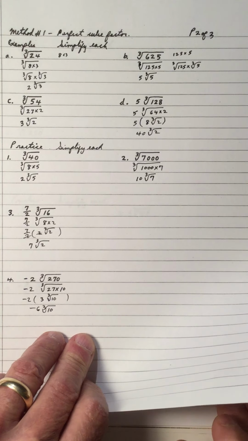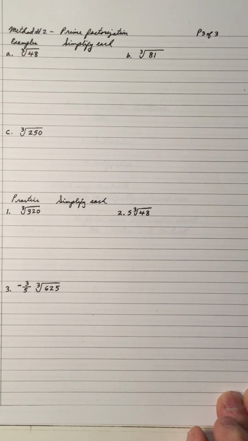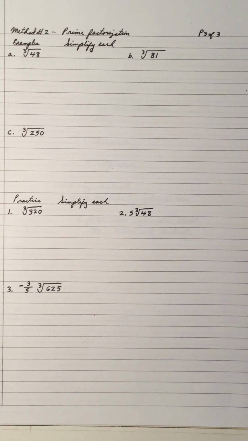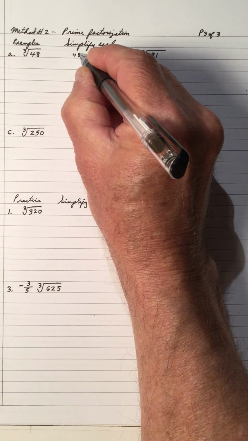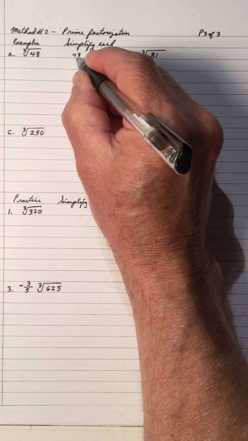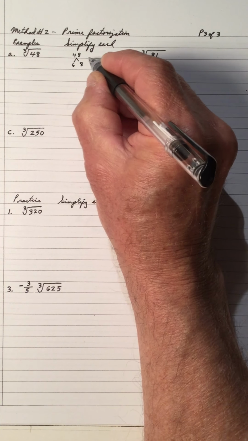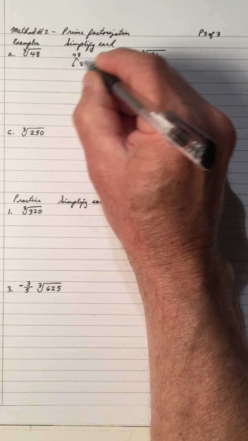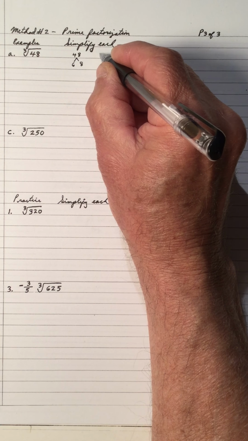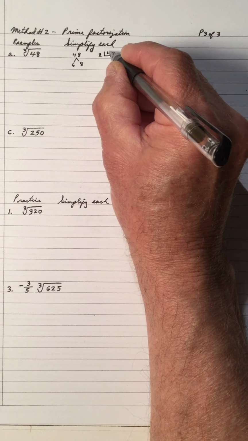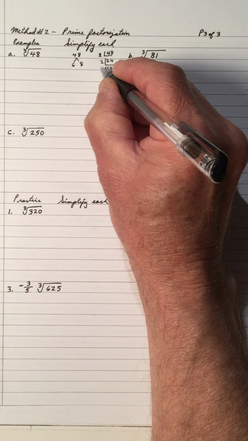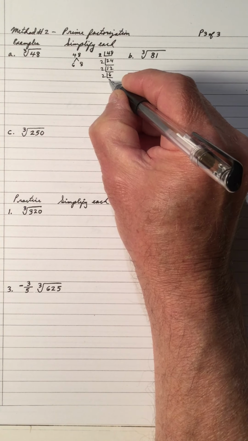So recognizing and picking out the perfect cube as a factor, that's one way. Another way is to do it by prime factorization. In prime factorization, we break the number down. So let's take 48 and break 48 down. We can break 48 down by going 6 times 8. But if you go, it's even, 48 divided by 2 is 24, divided by 2 is 12, divided by 2 is 6, divided by 2 is 3.